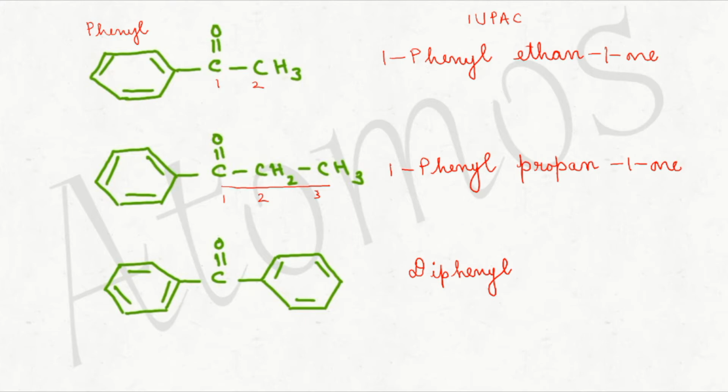Now, the root word: only one carbon atom is present. Which will be the root word? Meth. Earlier, it was methane. Now, it has become methanone. Diphenylmethanone. This will be the IUPAC name of the compound. Here, numbering is not required because only one carbon atom is present, and the keto group and other substituents are also attached to the same carbon atom. So that's the reason numbering is not required. It's understood. So this is the IUPAC name of this compound.